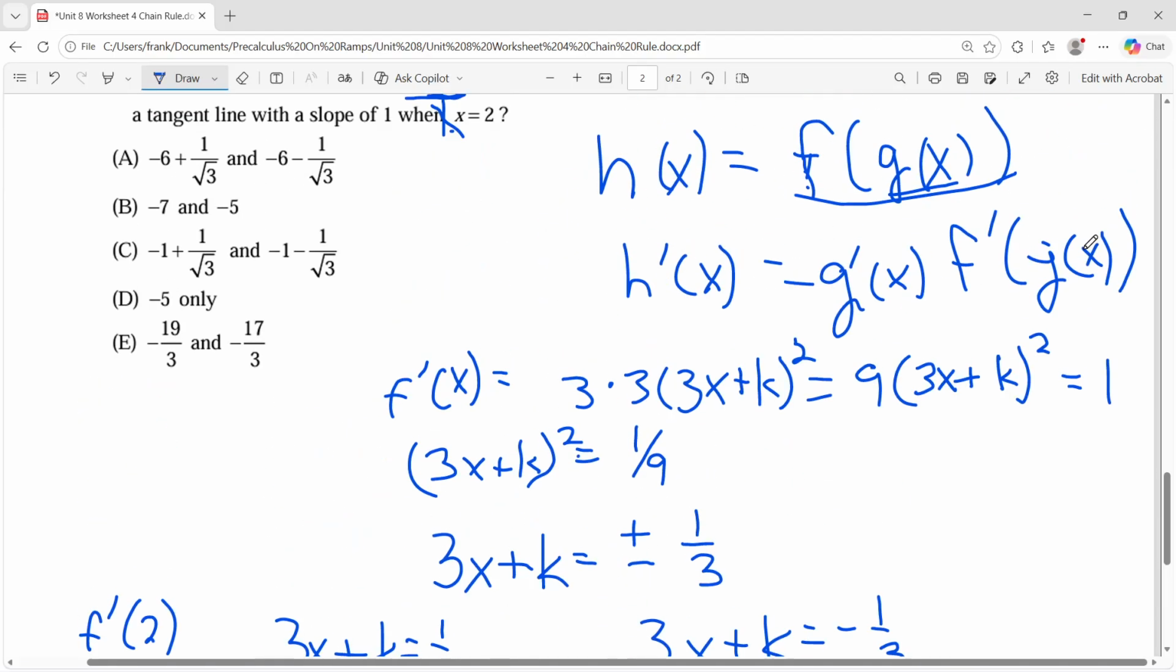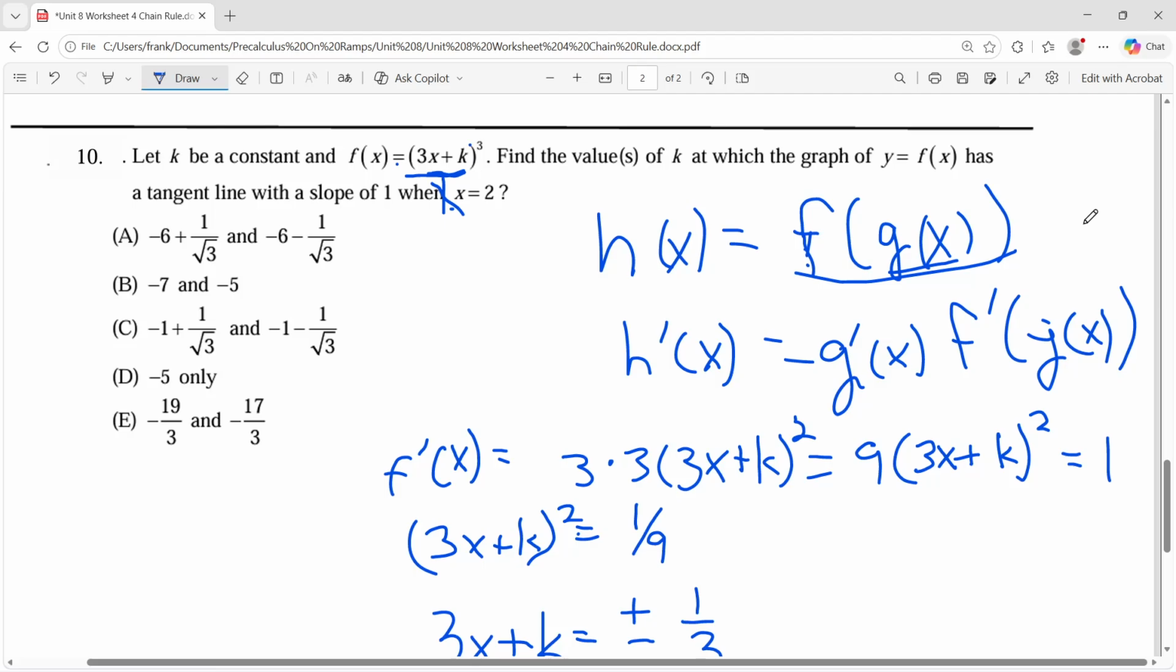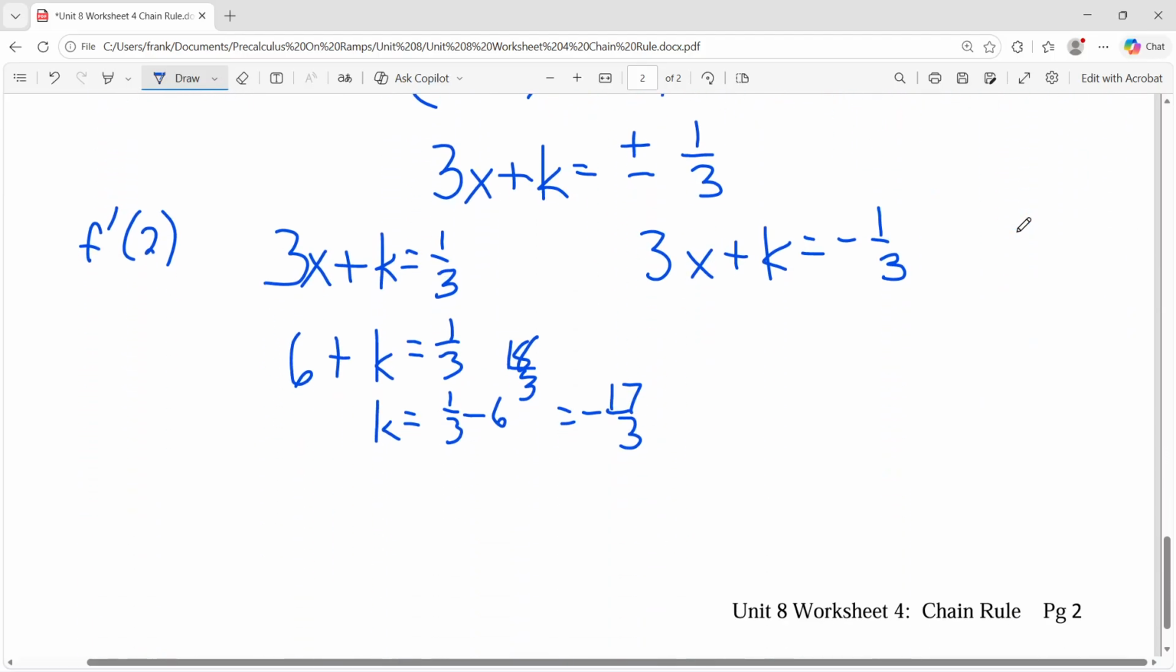Which answer choice has negative 17/3? This one doesn't, this one doesn't, this one doesn't, this one doesn't. The answer is E. But let me just double check it with this one.